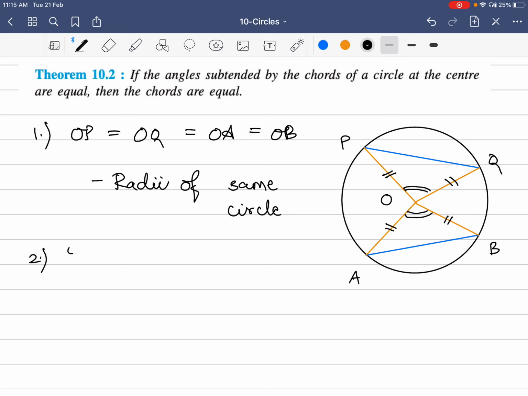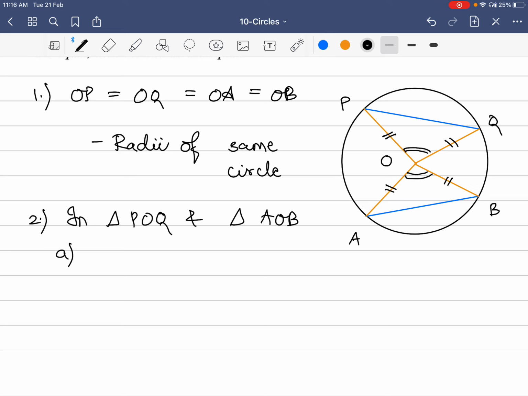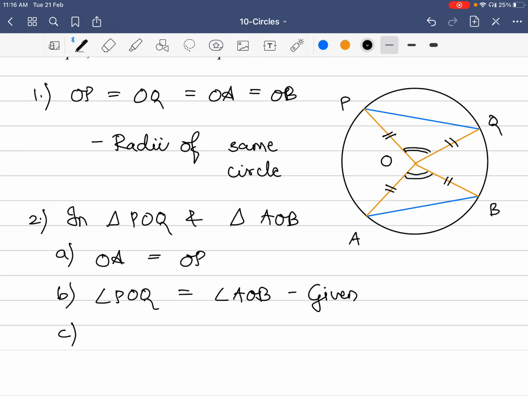Now once again, in triangle POQ and triangle AOB, we have, as point number one, OA equal to OP. Secondly, we have angle POQ equal to angle AOB. Why so? Because this is given: the angles are equal to each other. And thirdly, we have OQ equal to OB, again the radius of the circle.